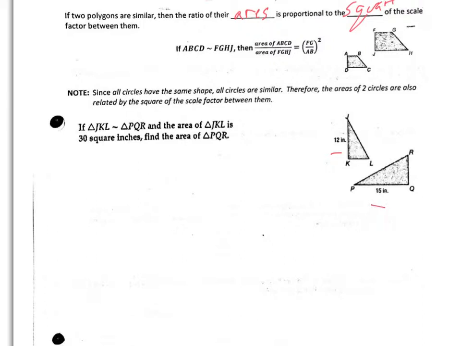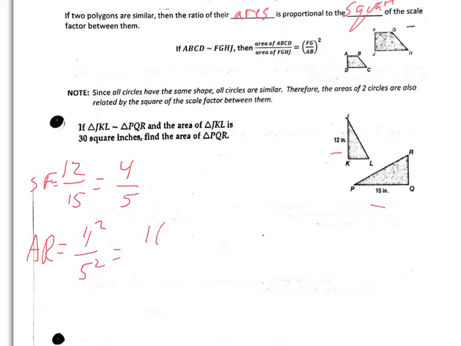Okay, so we're going to find our scale factor first since we have two side lengths of these two triangles. 12 over 15, which simplifies into 4/5. So that's my scale factor. Now to find my area ratio, remember it's going to be the scale factor squared. So 4 squared over 5 squared is 16 over 25.